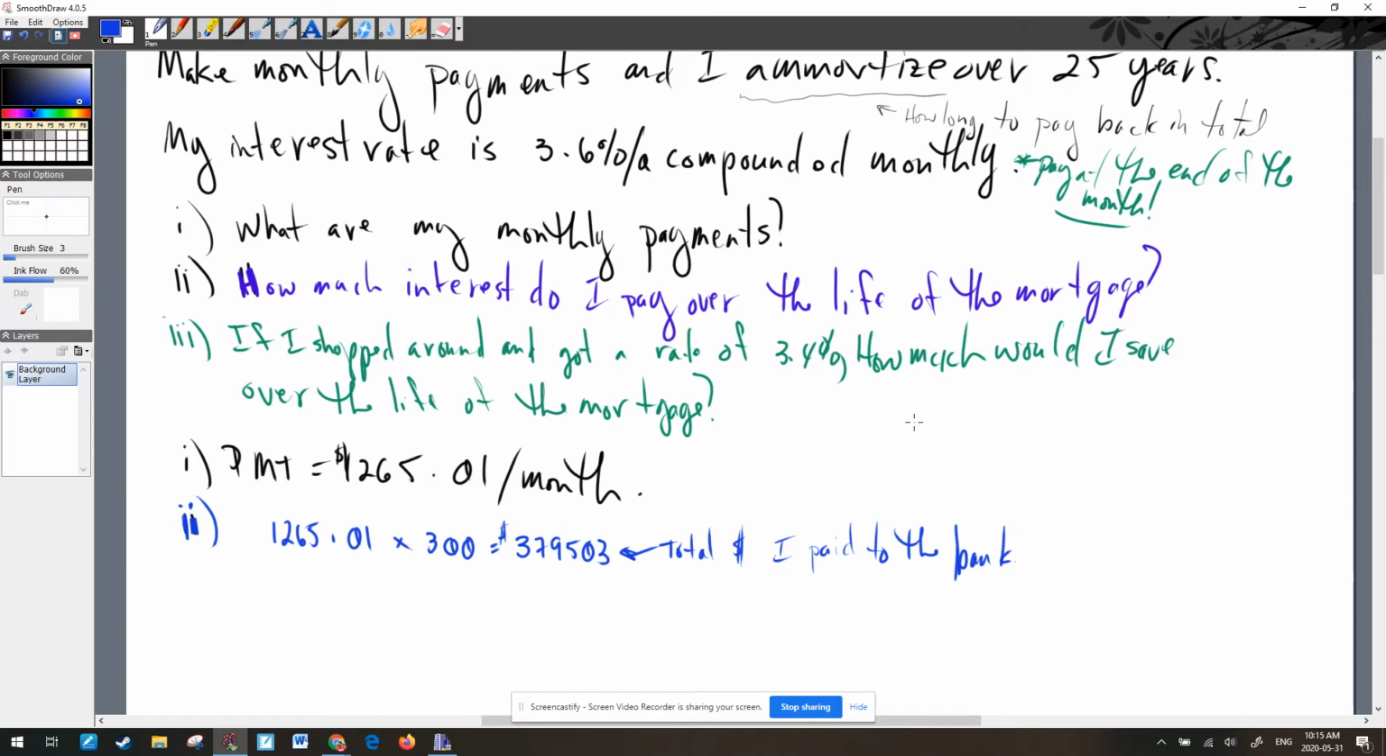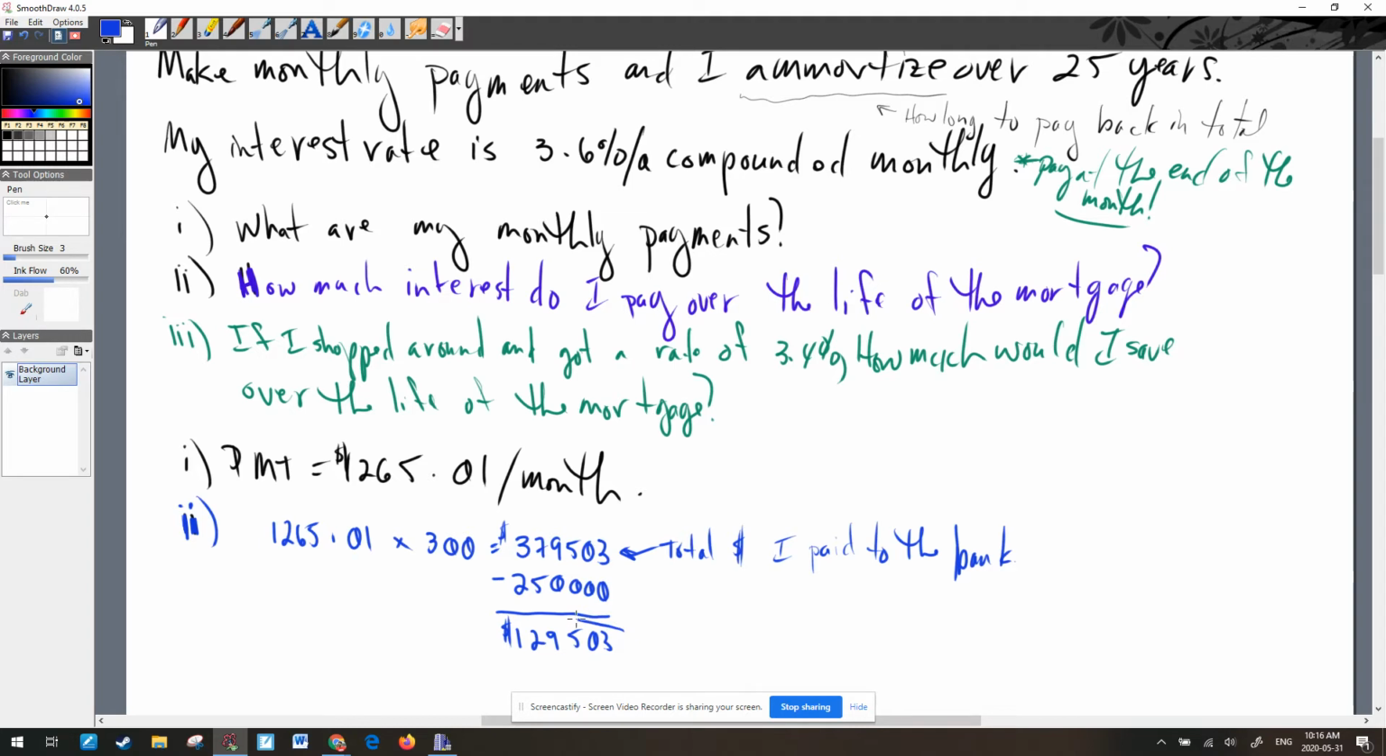That's not what the question asks. The question asks, how much interest do I pay over the life of the mortgage? Well, interest is that fee that I pay to be allowed to use the privilege of using someone else's money. The other way to think about it is how much money did I get beyond what I put there? Well, I borrowed $250,000. So if I want to know what the interest is, I'm going to subtract that $250,000 off of there, and we're going to find out that our interest was $129,503.